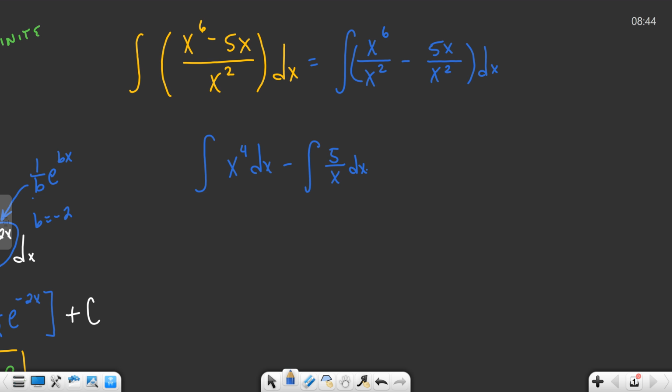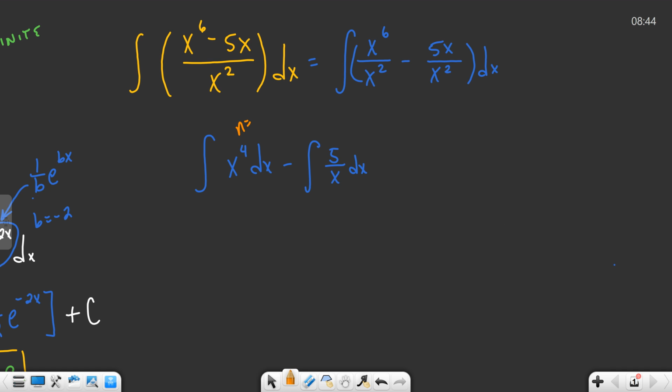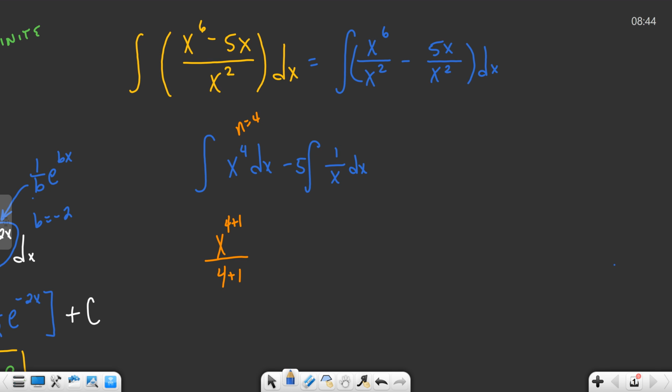So I'm trying to find the antiderivative of each of those. Again, we can go back to what we know here. n is equal to 4, so I know that the antiderivative of this first one is going to be x to the 4 plus 1 over 4 plus 1. And as we said earlier, this 5 is a constant, so I'm going to take all of it and move it outside that integral. If I do that, I'm left with 1 over x. So here we're going to have minus 5 times the antiderivative of 1 over x dx.